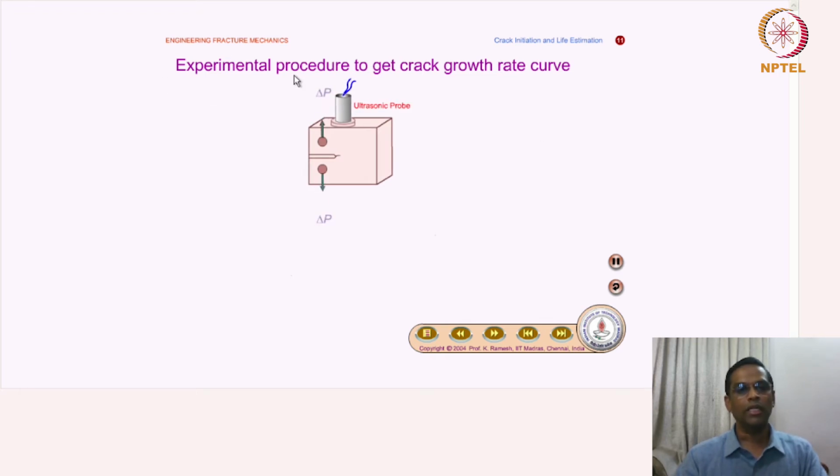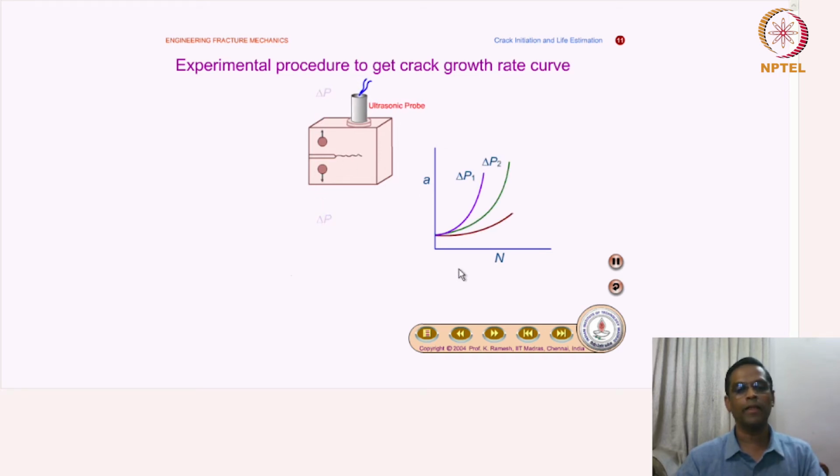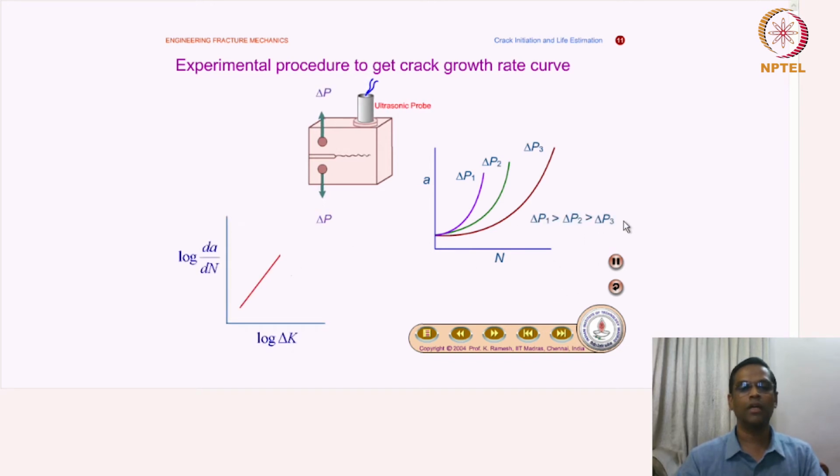So how do we get the experimental procedure to get the crack growth rate curve? This is a CT specimen, and this is an NDT probe which will monitor the growing crack, and then a versus N plots are generated for different loads, and then you plot log da by dN versus log delta K, and you get a straight line. Then you obtain the material constants C and m. Okay, so this is how it is done.